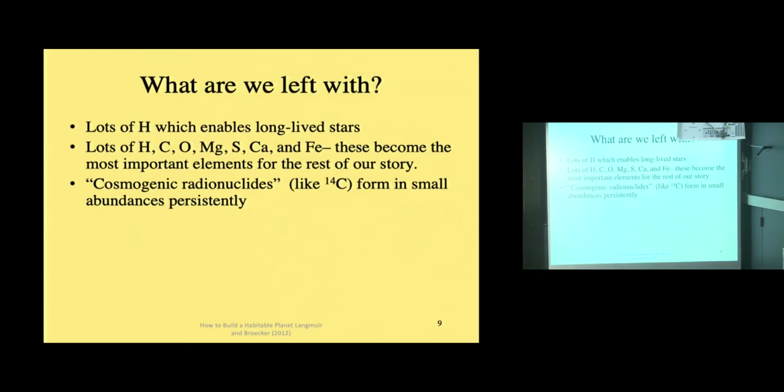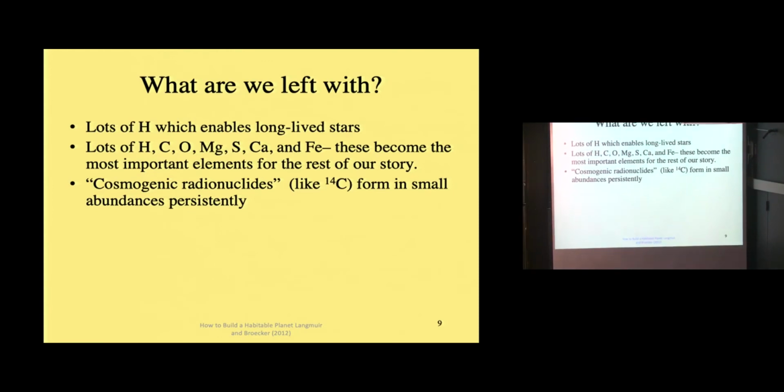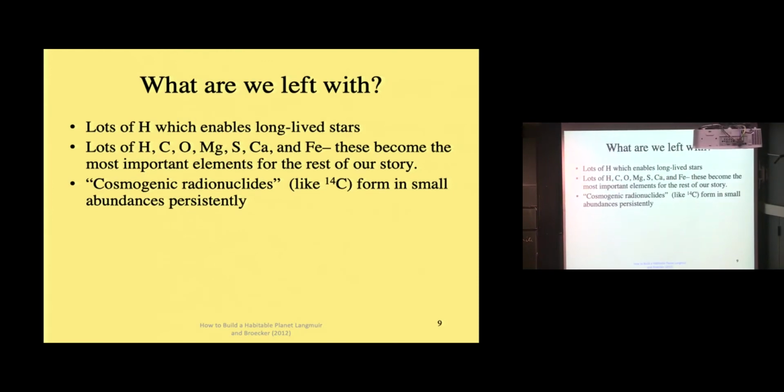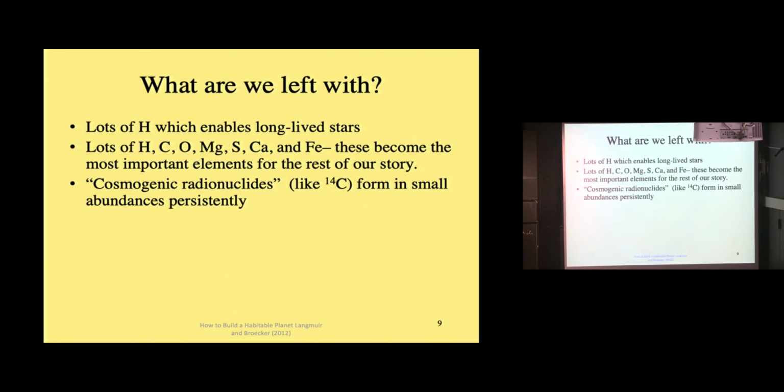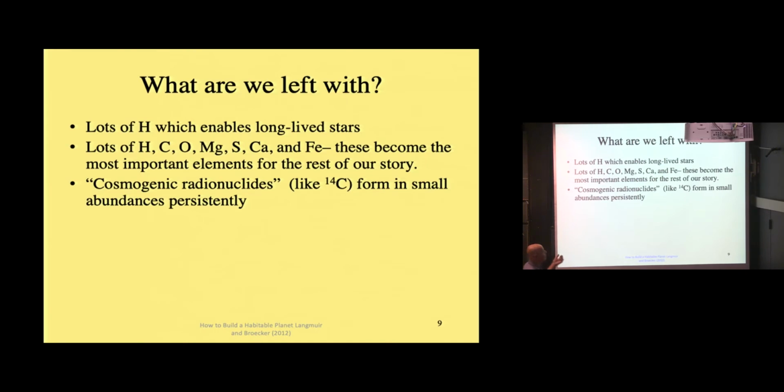So what are we left with? We have lots of hydrogen. Well, that's great. That allows long-lived stars like the sun, which burns hydrogen. So we're left with the raw materials to make gazillions of stars all over the universe. And we're left with lots of these elements: hydrogen, of course, and then carbon, oxygen, magnesium, sulfur, calcium, and iron. And these become the important elements for the whole rest of our story. And the carbon, hydrogen, and oxygen, those are going to make life. And the oxygen, magnesium, calcium, iron, and sulfur, those are going to make planets.